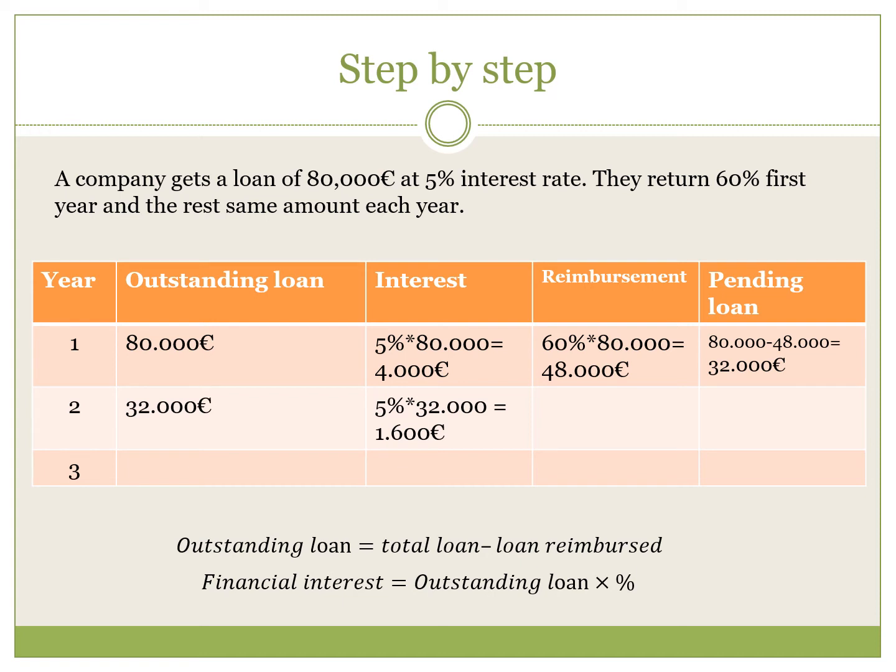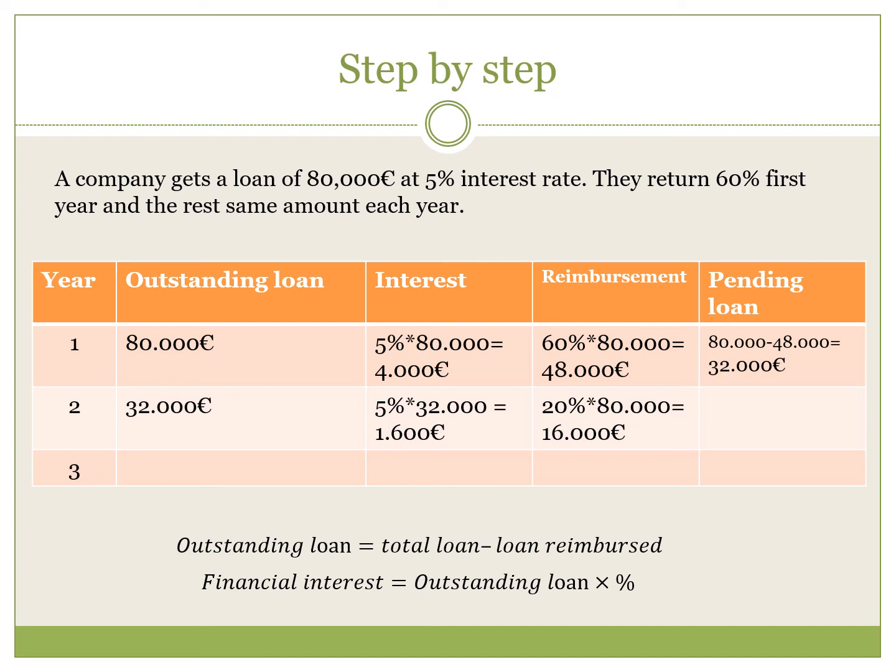Now it's time for the reimbursement. And we said the rest, same amount each year, so we reimbursed already 60%, which means we have 40% pending. So if we have 40% and we are going to do it in 2 years, it means 20 and 20. So 20% of 80,000, it's 16,000.